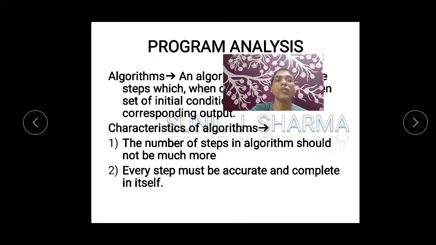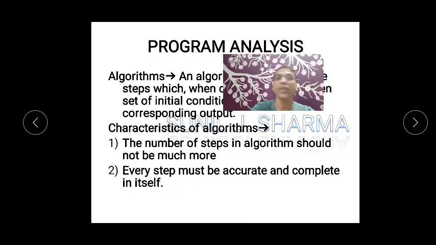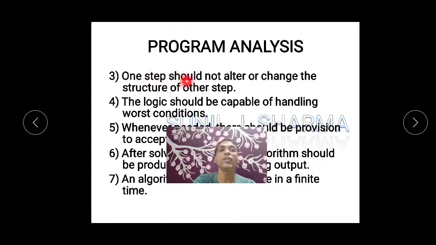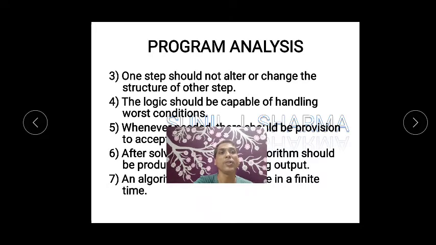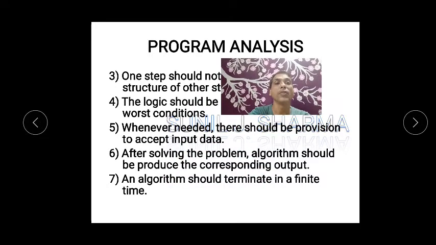Now we also have to see some characteristics of our algorithm. The number of steps in an algorithm should not be much more. That means it should be finite. Every step must be accurate and complete in itself, so your step should not be incomplete. They should be perfect. One step should not alter or change the structure of another step. That means every step should be unique. Then the logic should be capable of handling the worst conditions, like you have best as well as worst conditions.